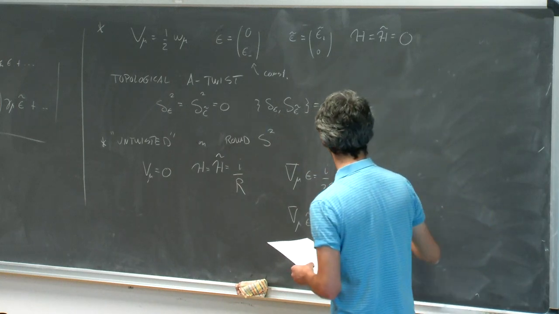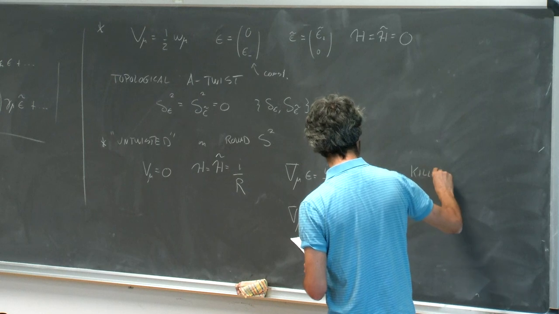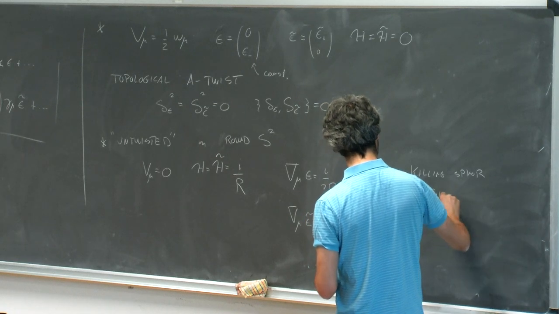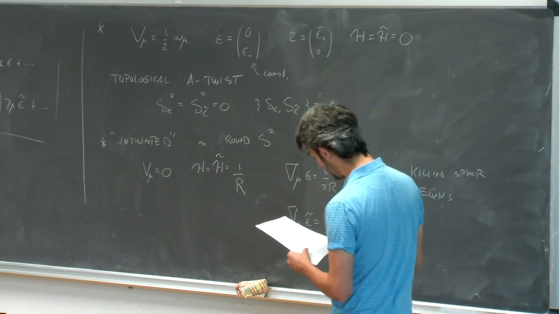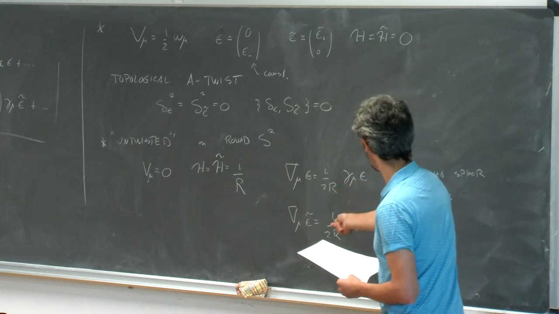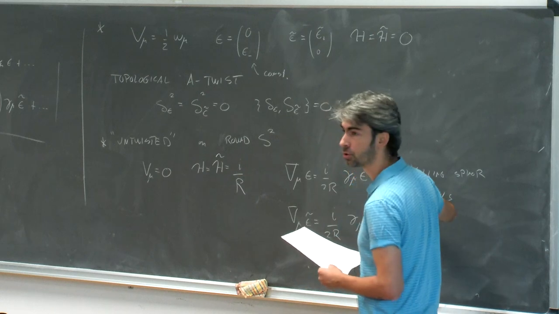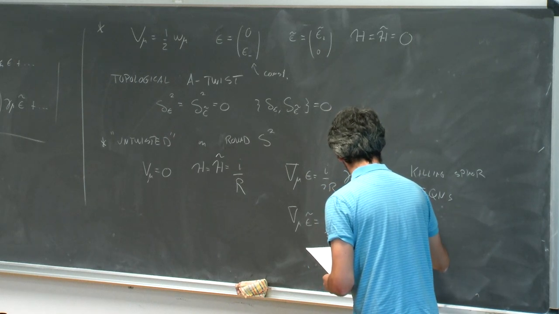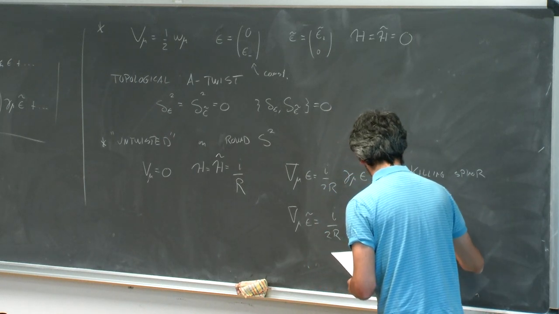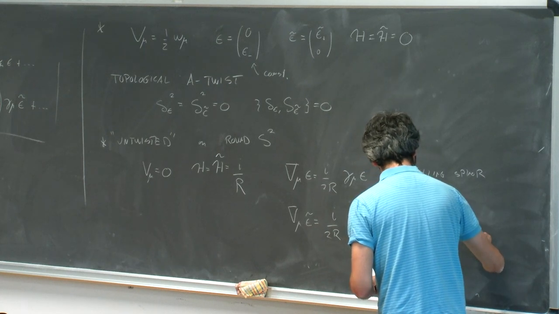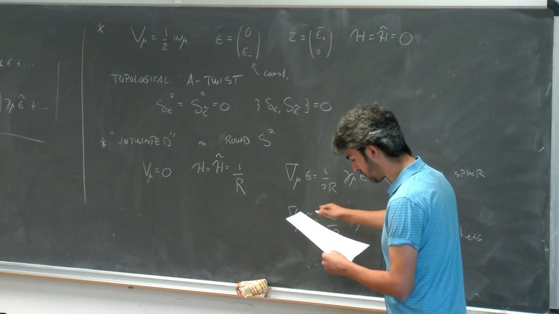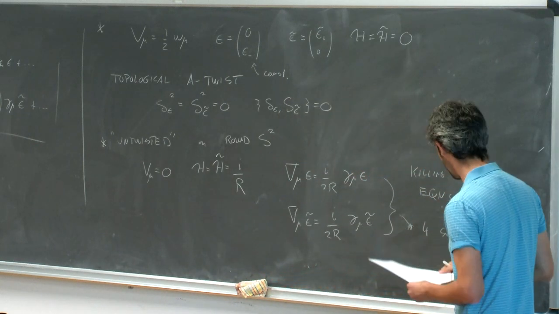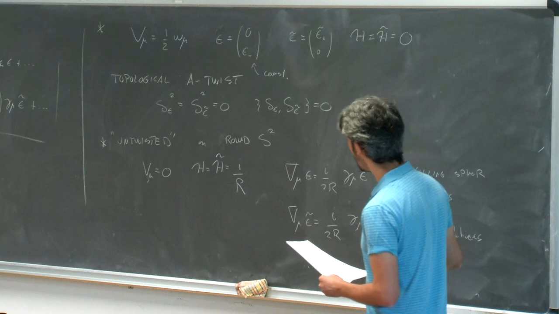And in fact, what these equations are, these are Killing-spinor equations on the round sphere. And it turns out that, in fact, there are four. So each of these equations has two solutions. So in total, there are four solutions. I'm not going to write the solution, but you can go ahead and solve it. On the round sphere, it's not difficult. So there are four solutions.